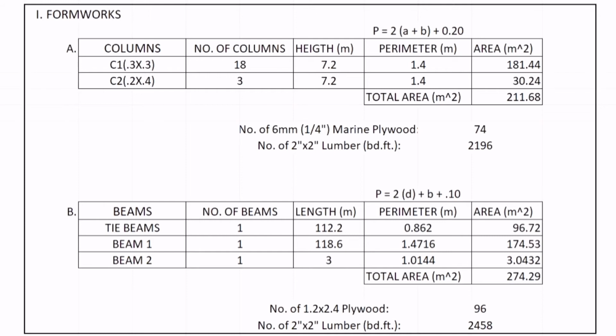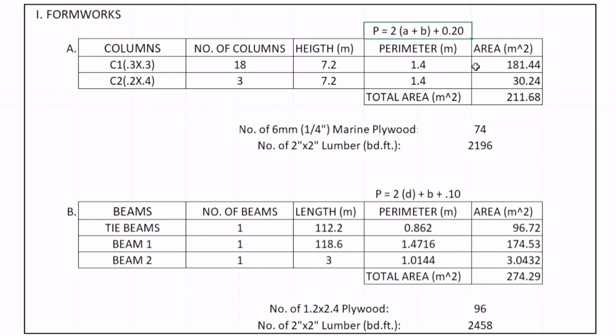So Formworks tayo sa columns. So column 1 at column 2. Column 1 natin is 3.3 by 0.3 meters and column 2 is 0.2 by 0.4 meters. So yan. Number of columns based sa plano natin is 18 na C1 at 3 na C2. Then height 7.2. Yan. So perimeter, ito yung formula.